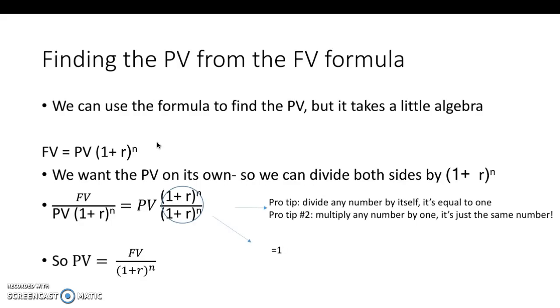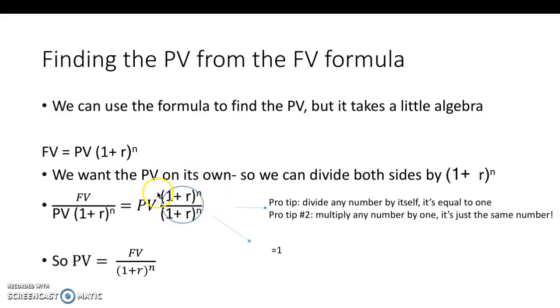So if we want to find the present value from the future value formula, we can take a little bit of algebra to do it. So we want the present value on its own. We want to get rid of this term here, this (1 + r)^n. So we can divide both sides by (1 + r)^n.